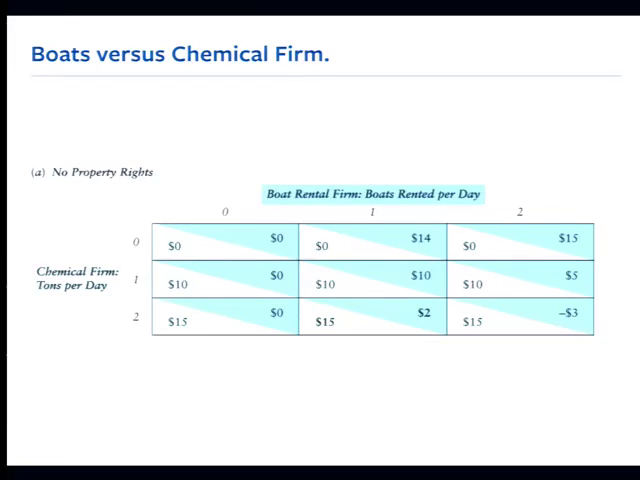So what will the boat company do? 1 boat rental per day, right? And the equilibrium will be 2 units of pollution. So the equilibrium, if we leave these firms alone, will be $15 in profits for chemistry, $2 in profits for boats, total profits of $17.